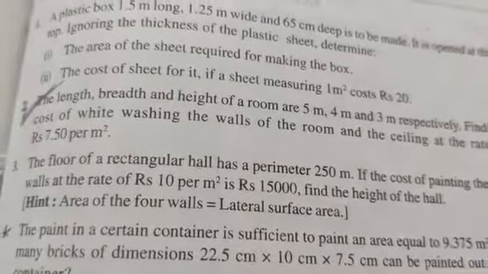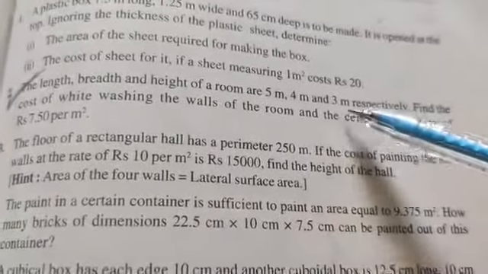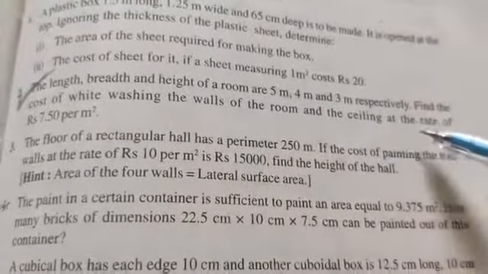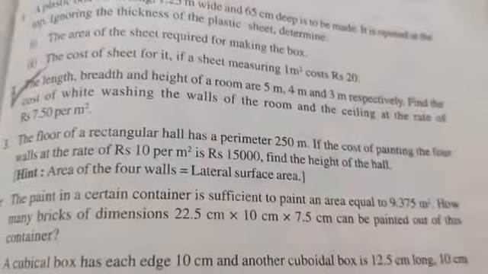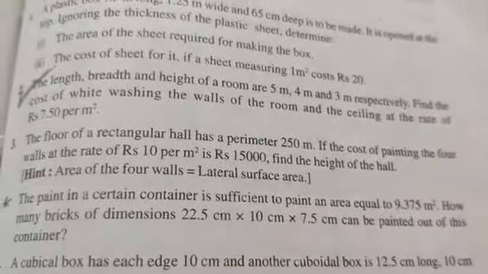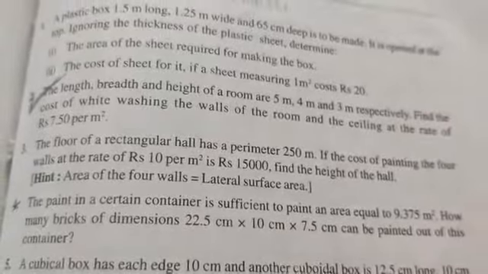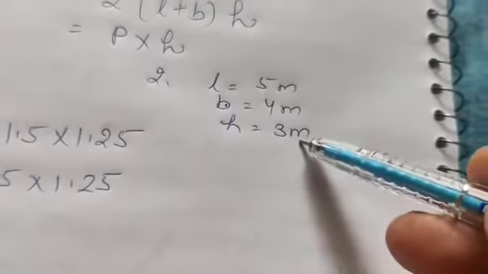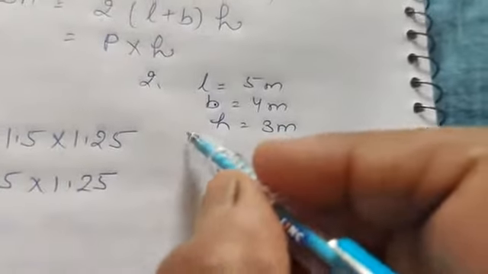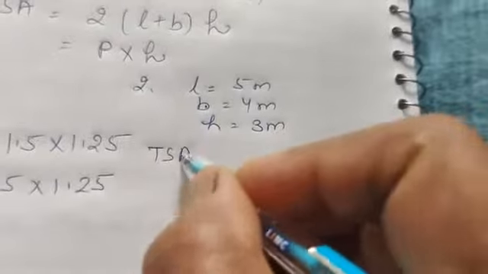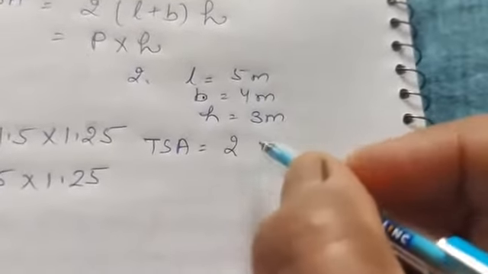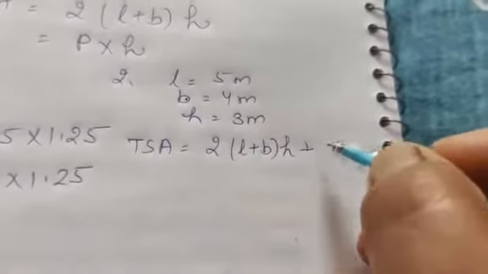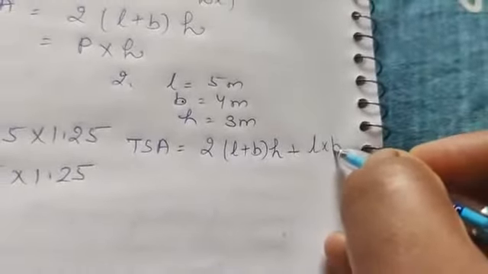Next question number 2. The length, breadth and height of a room is 5 meter, 4 meter and 3 meter respectively. Find the cost of whitewashing the walls of the room and ceiling at the rate of rupees 7.50 per meter square. Okay. The total surface area of 4 walls, area of 4 walls means lateral surface area, 2 times (L plus B) into H, and area of the ceiling is L into B.